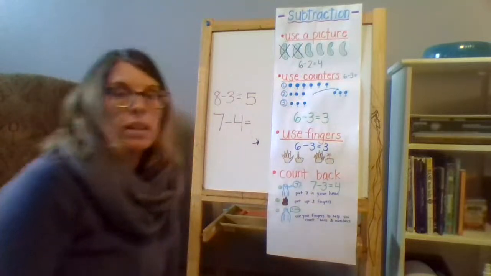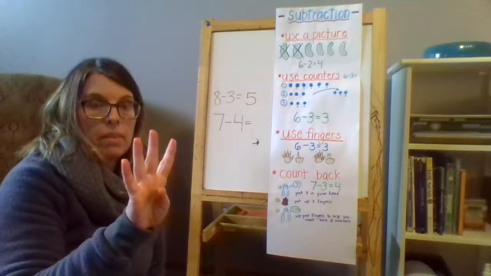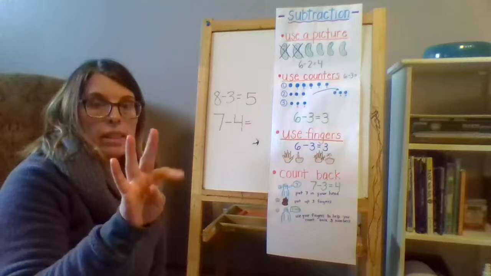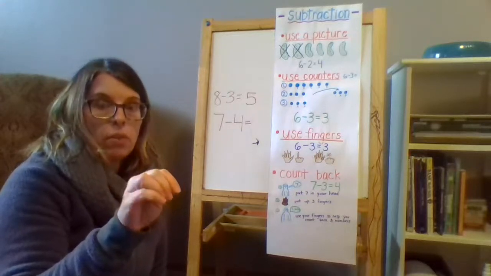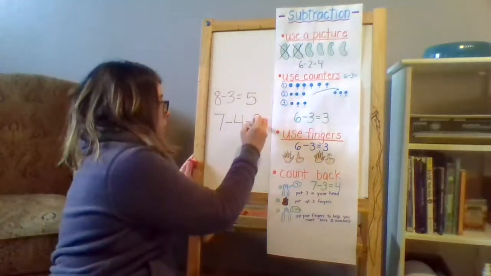Put 7 in your head. 7. And we count backwards, starting with this finger. Okay, 7, 6, 5, 4, 3. The number we end on is our answer, so 3.